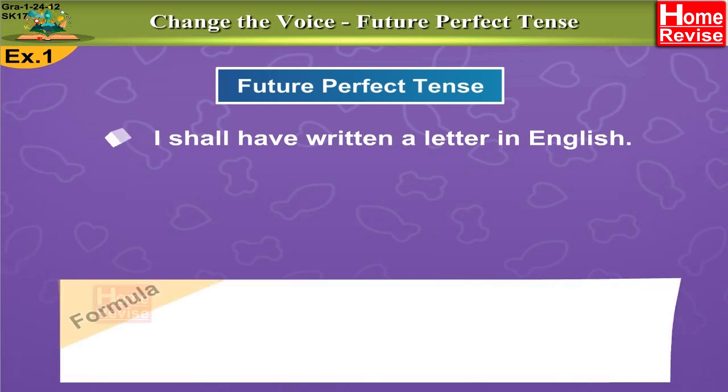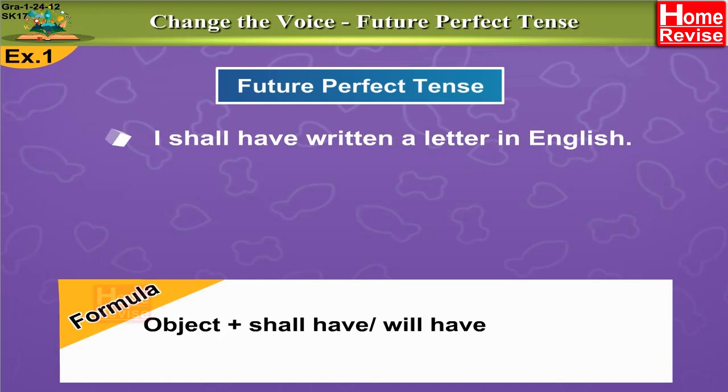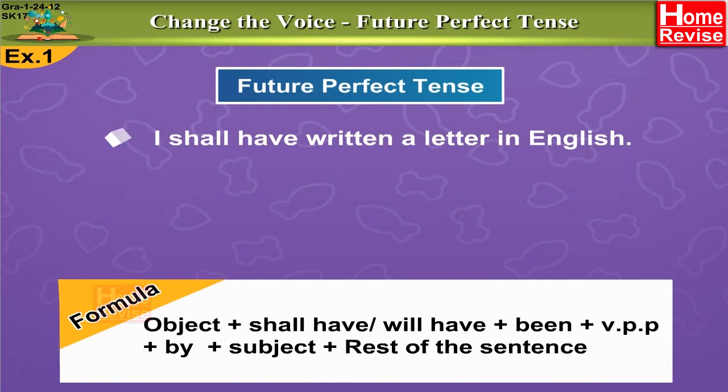Let's understand the formula for converting active voice into passive voice of the sentences in the future perfect tense. The sentence in the passive voice begins with the object plus shall have or will have plus been. B-E-E-N, been denotes a perfect tense and a passive voice, plus the past participle of the verb, plus the subject which is in the objective case, and plus the rest of the sentence.